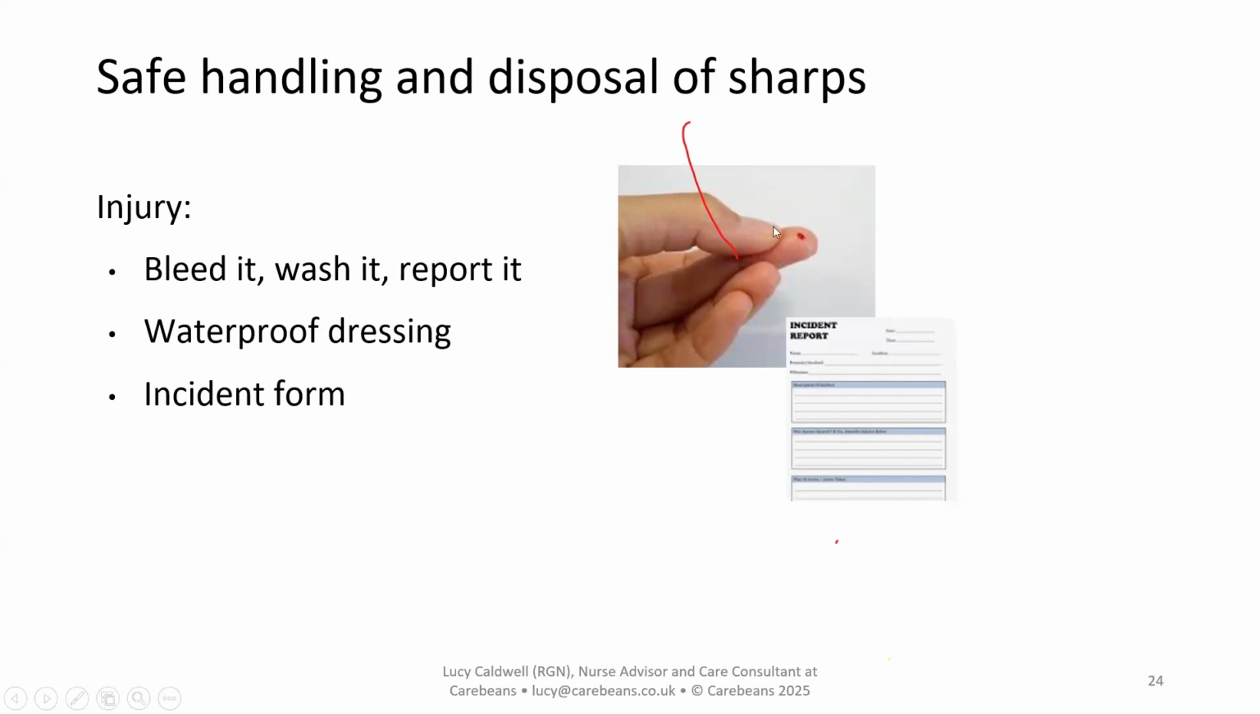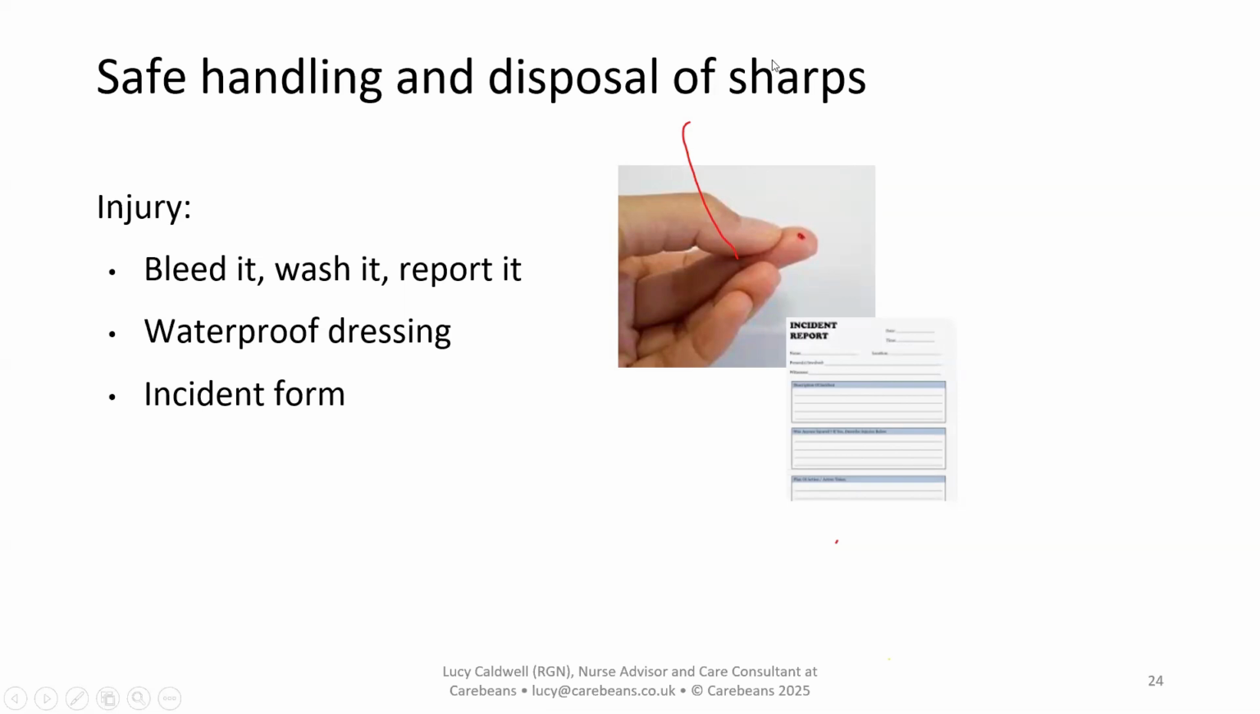It might be that you need to go to hospital or seek medical advice, but you need to report that to your senior, and they will have a procedure in place, a policy and procedure about sharps injuries. So bleed it, wash it, report it, pop on a waterproof dressing, and then an incident form should be done, just explaining what happened and why that incident occurred.